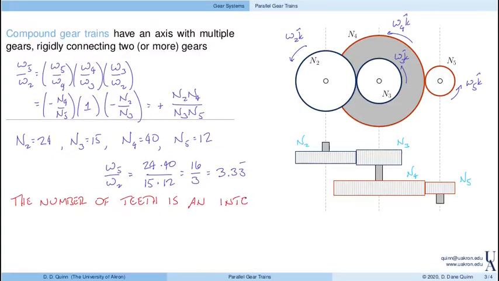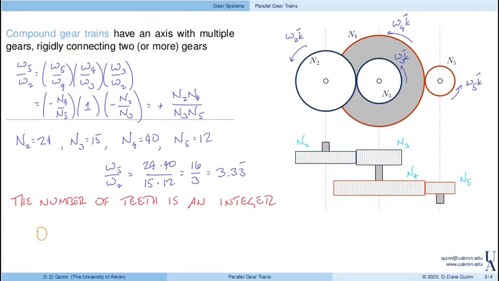As a result, this gear ratio has to be a rational number. Rational numbers, remember, are ratios of integers, right? So whatever's up here in the numerator has to be an integer, right? N2 times N4. N3 times N5 also has to be an integer.